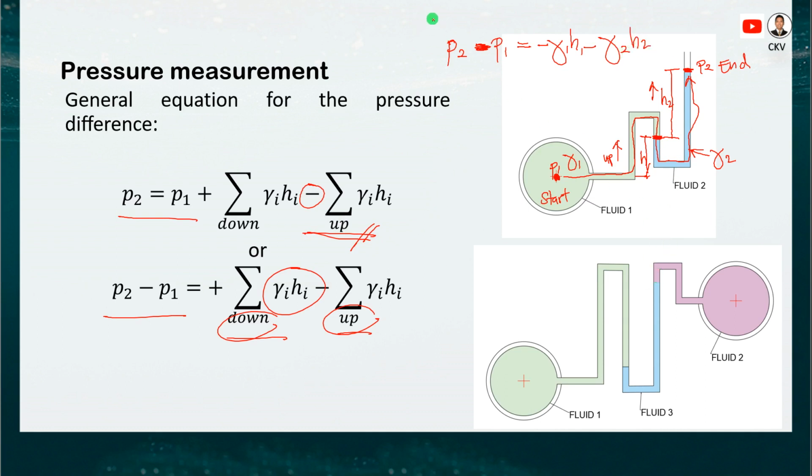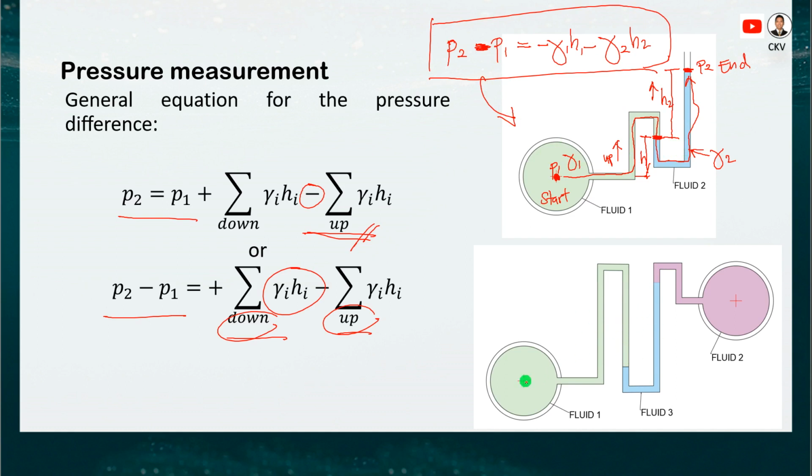H2. So if we are given P1, or depending on the problem, we can now solve the solution for this open manometer using the general equation that we have here. Okay, and so you solve this. How about this differential manometer here?